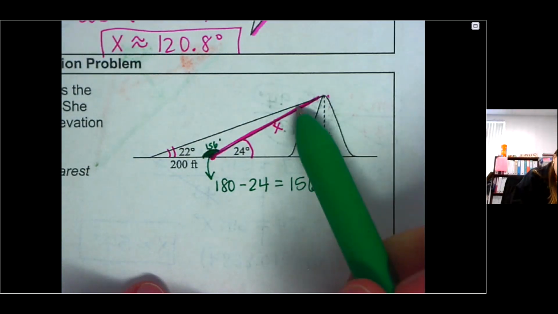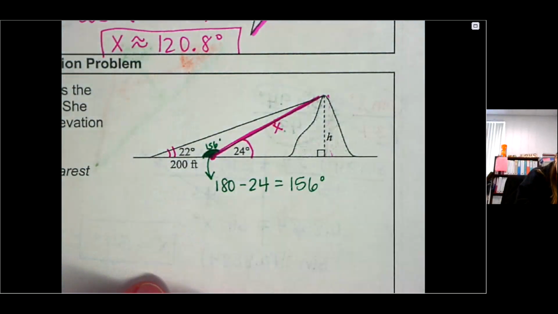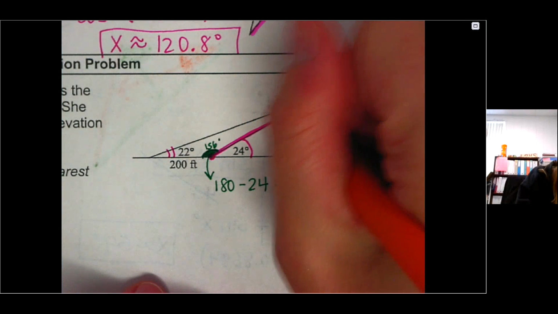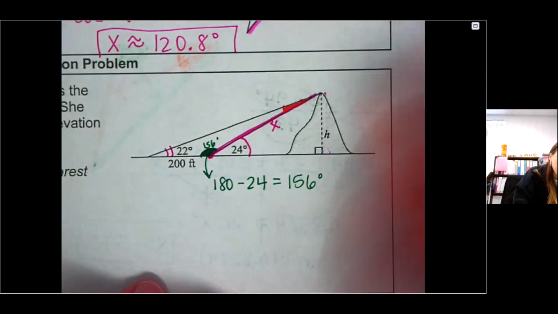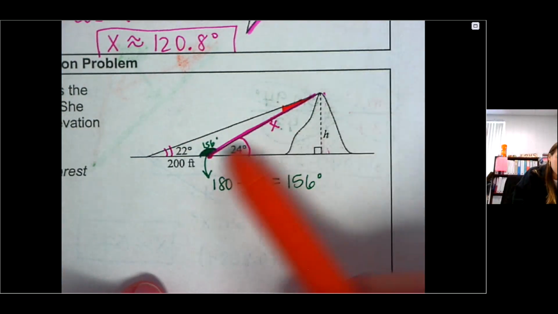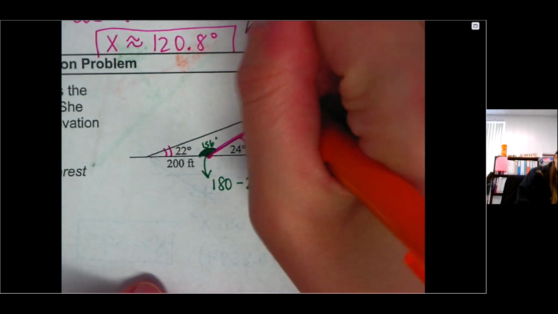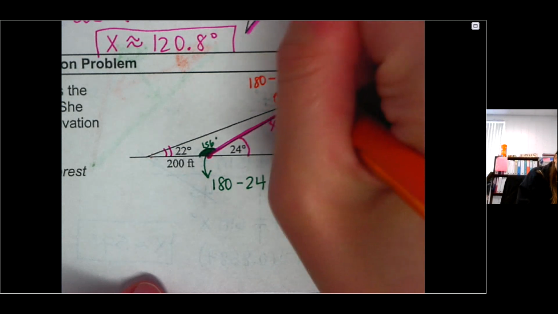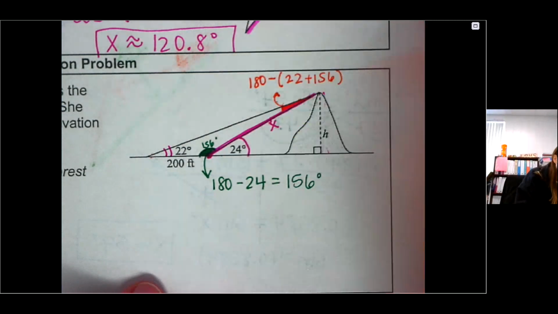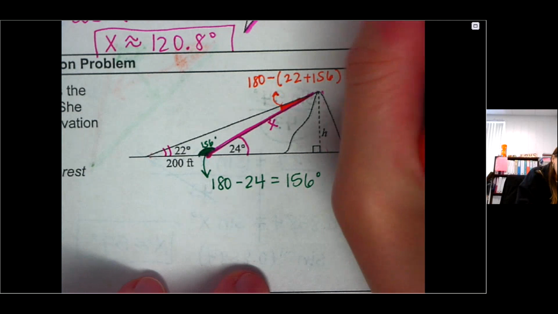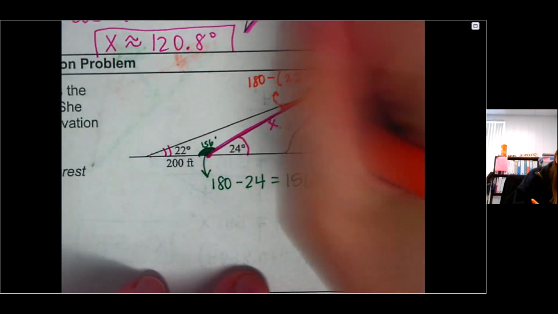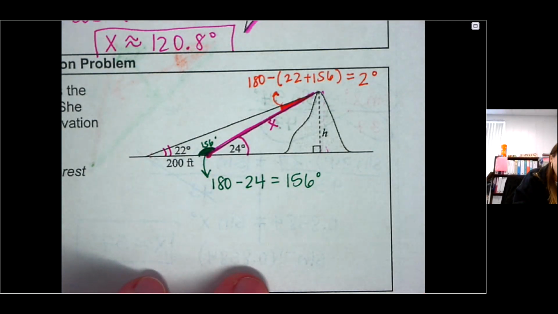And I also can figure out this angle up top, which I'll color here in orange, by again saying this is now a triangle. So if I already know that a triangle is 180, I can figure this out by doing 180 minus the 22 and the 156. And when I do that, I get 2 degrees. So this angle here is worth 2 degrees.